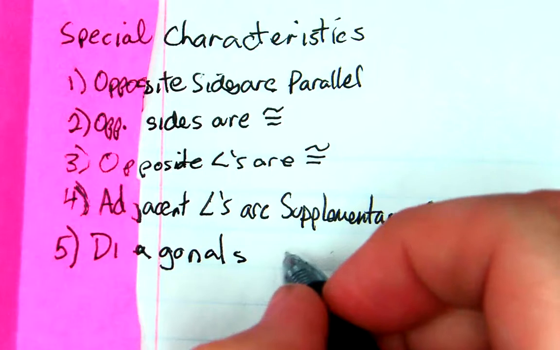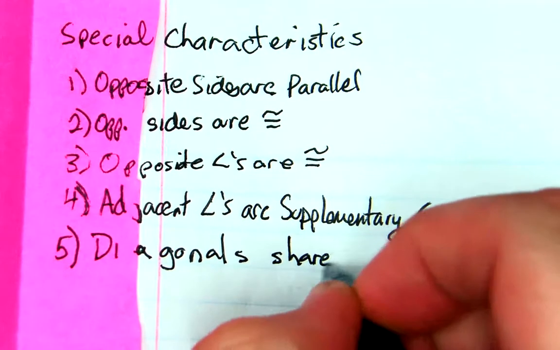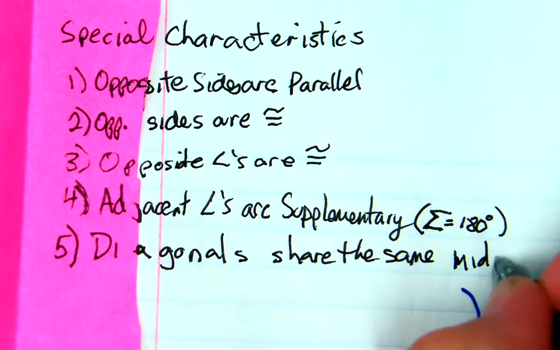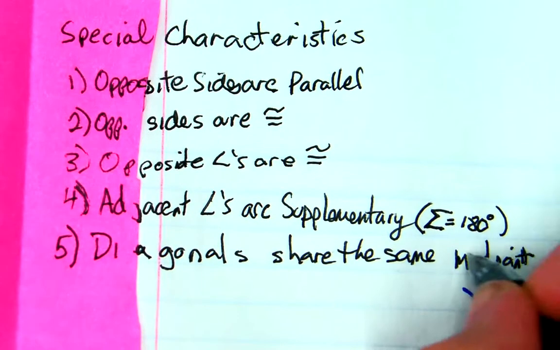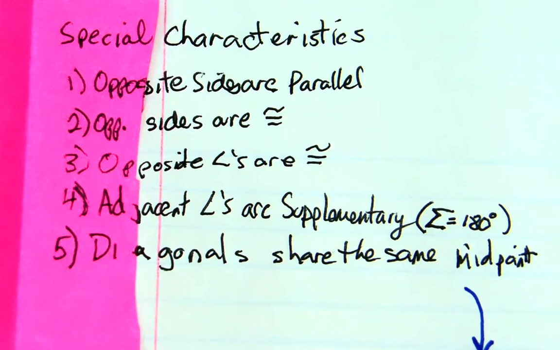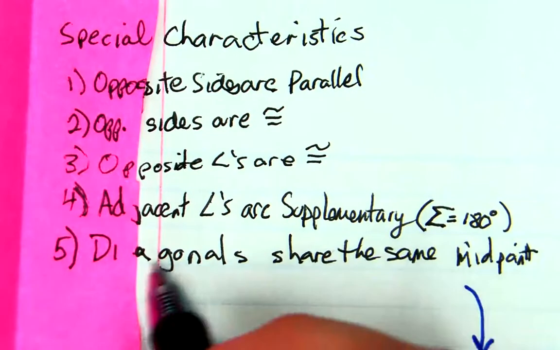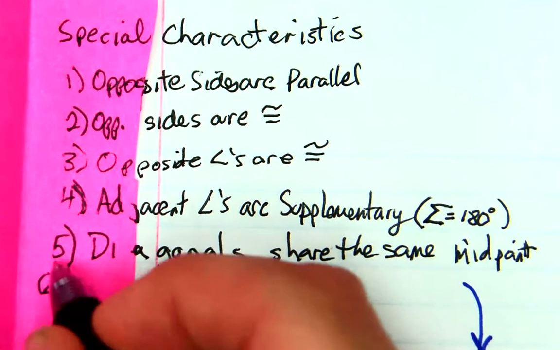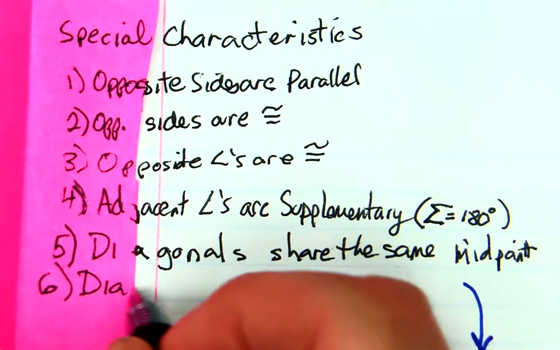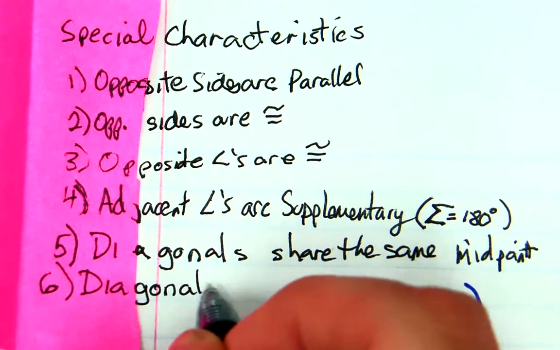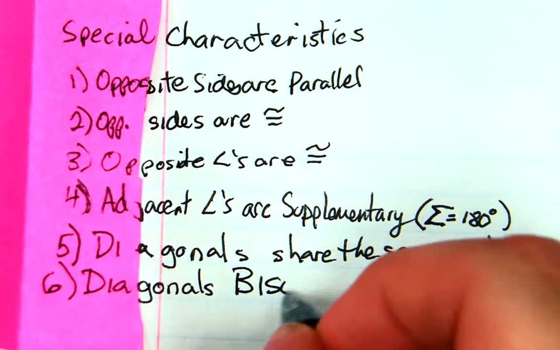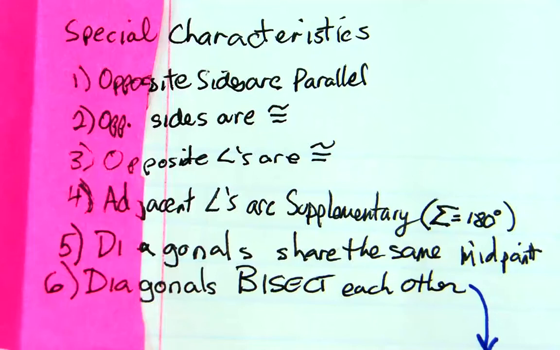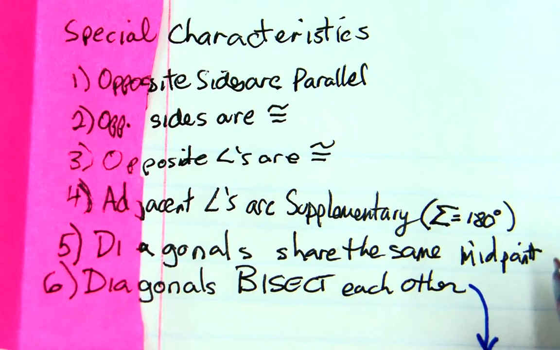Diagonals share the same midpoint, sorry that my handwriting's really bad. So diagonals share the same midpoint, so they both have the same midpoint. And I guess 6, or you could call it 5a, the diagonals bisect each other. Which means they cut each other in half.